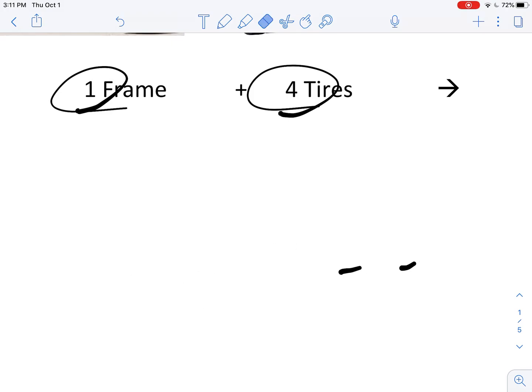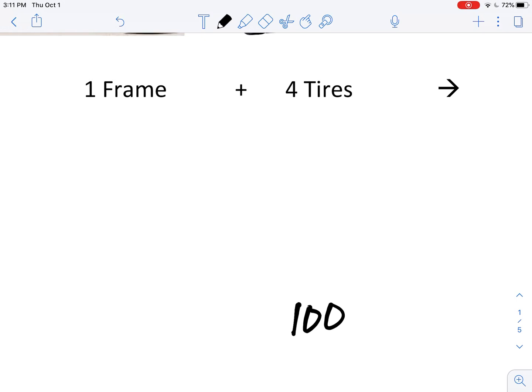Or let's just say, instead of that, I tell you that you have 100 tires available, right? How many frames up on blocks could you fit with those 100 tires? Well, you would come over here, and you would know you need 1 frame for every 4 tires, so you would be able to get 25 frames filled out with those 100 tires.